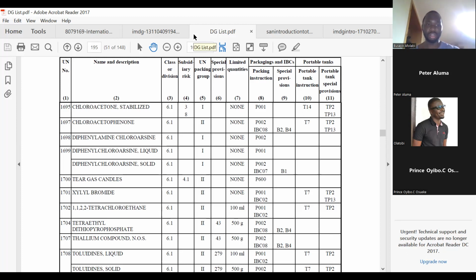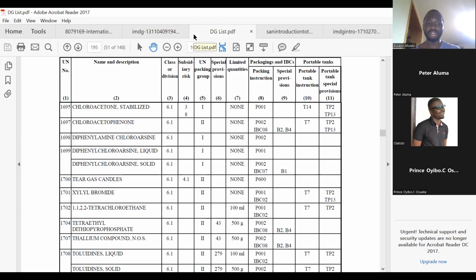So this is how we are able to interpret the IMDG code. Special provision 279: I'm looking at UN number 1708, and the special provision is 279. It says these substances are assigned to this classification of packing group based on human experience rather than strict application of the classification criteria set out in this code.